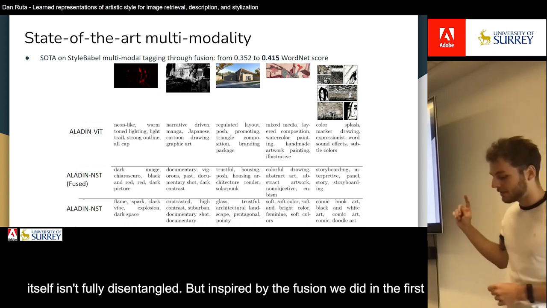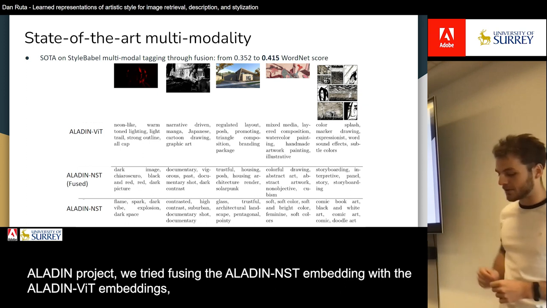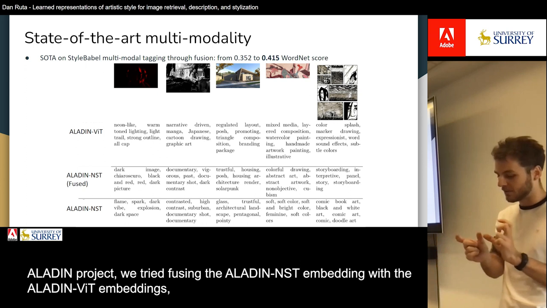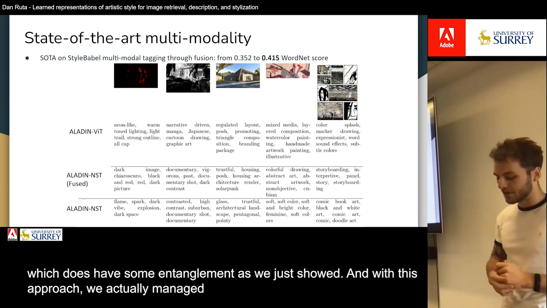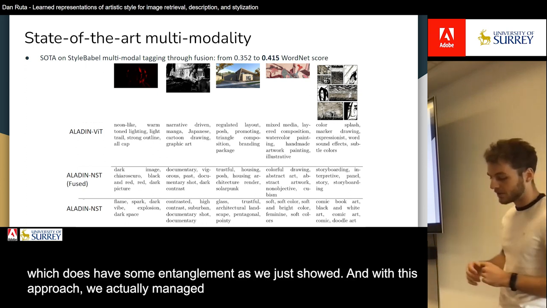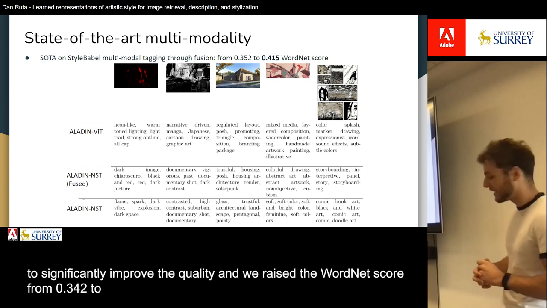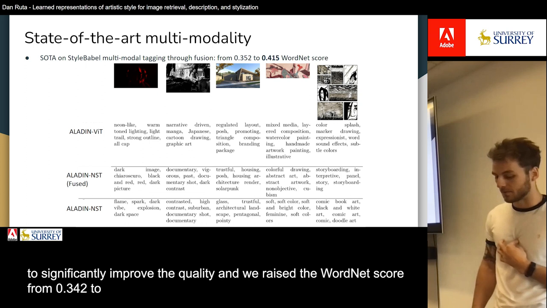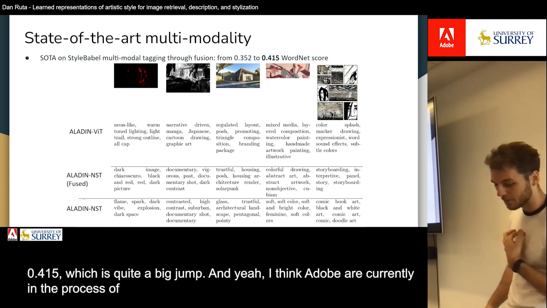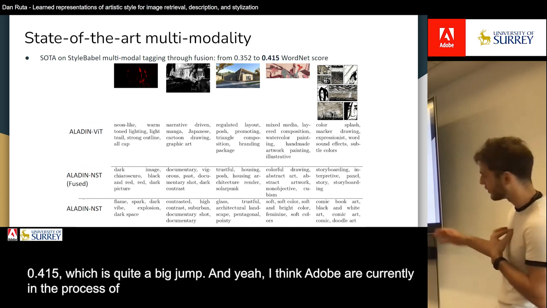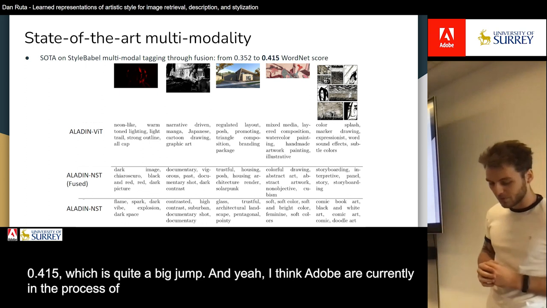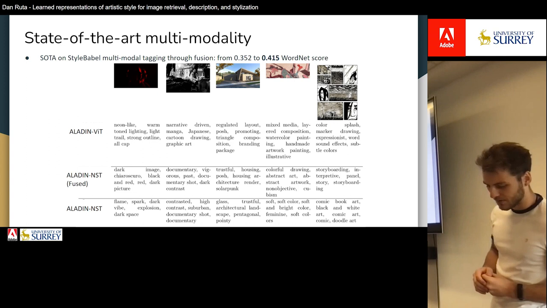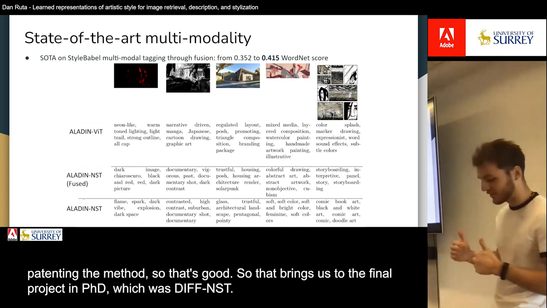But inspired by the fusion we did in the first ALADIN project, we tried fusing the ALADIN-NST embedding with the ALADIN-ViT embeddings, which does have some entanglements, as we just showed. And with this approach, we actually managed to significantly improve the quality, and we raised the score from 0.352 up to 0.415. And yeah, I think Adobe are currently in the process of patenting that. So that's good.